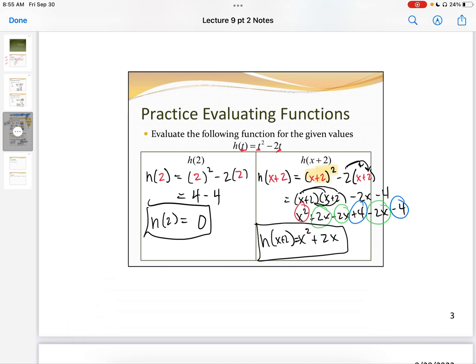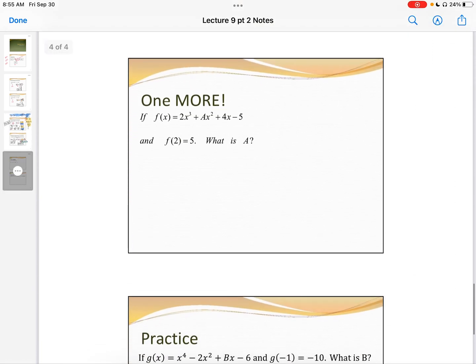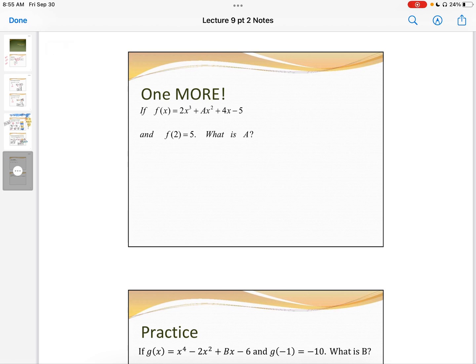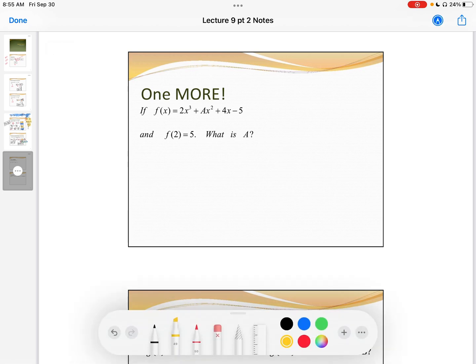Okay, now one more additional problem that we need to cover. Okay, and I think these are kind of fun. We are given f of x equals 2x cubed plus ax squared plus 4x minus 5. We are also given that f of 2 equals 5. They want to know what is a. So you guys are trying to figure out what is that coefficient that is in front of the x squared. So we're given some information here. For example, the first thing that we're given is that f of 2 equals 5.